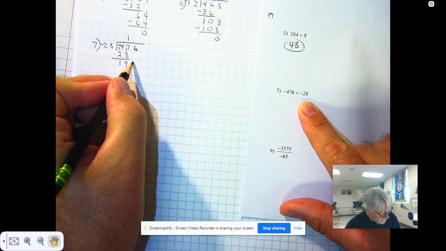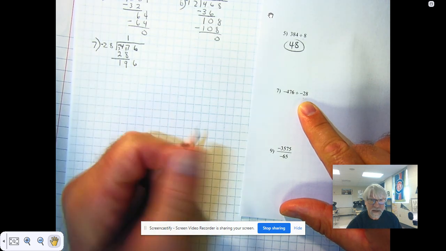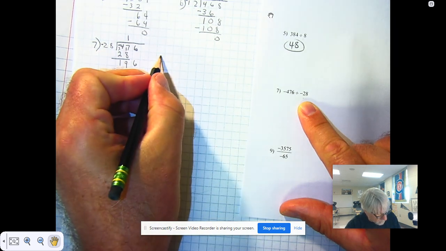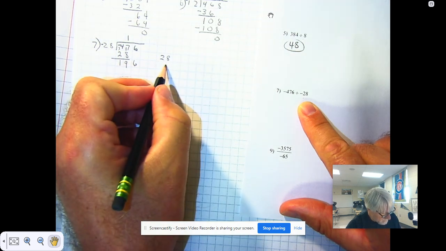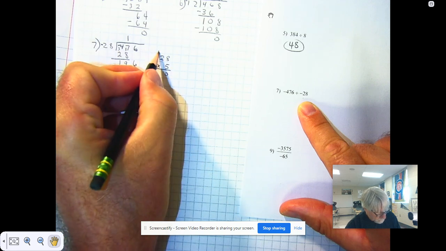19. I bring down the 6, and now I got to try to figure out how many 28s I can pull from 196. This is where you might want to do a little multiplying on the side, right? So maybe 5 times will work. So I do a little multiplying.